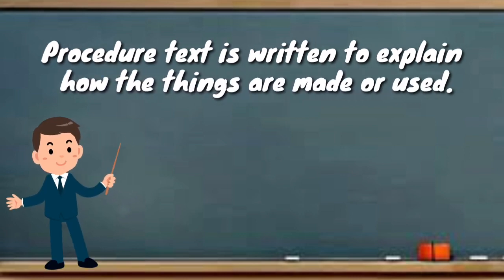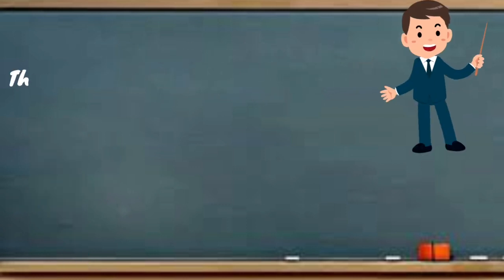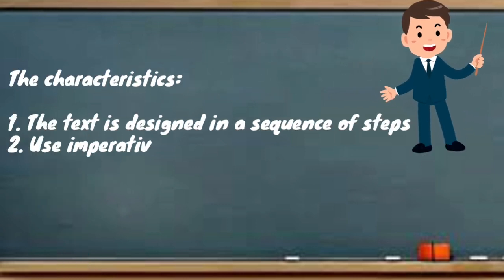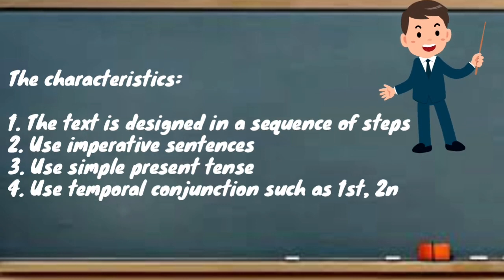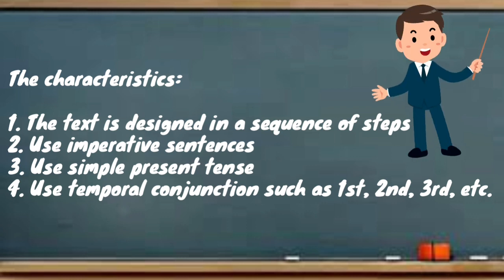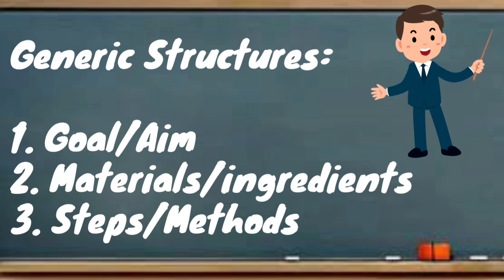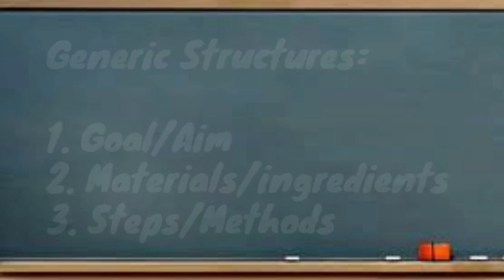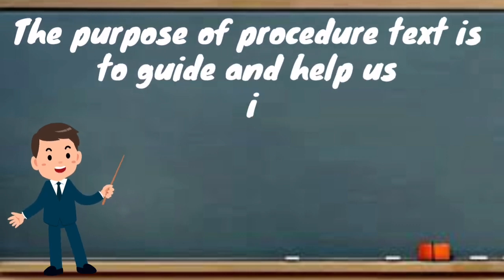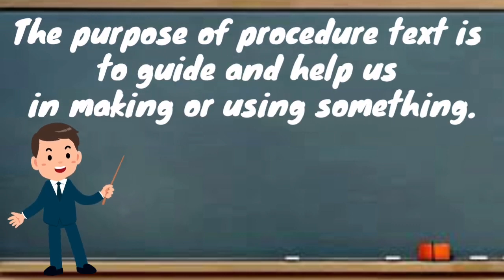Procedure text is written to explain how things are made or used. The characteristics: the text is designed in a sequence of steps, uses imperative sentences, simple present tense, and temporal conjunctions such as first, second, third, etc. The generic structures are goal or aim, materials or ingredients, and steps or methods. The purpose of procedure text is to guide and help us in making or using something.